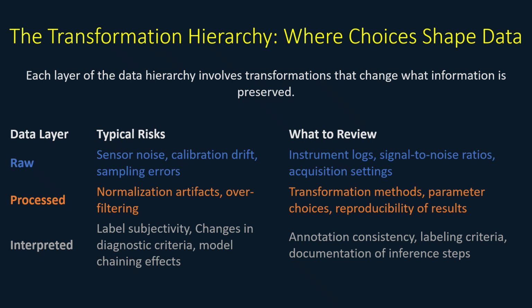Next comes processed data, such as aligned sequencing reads, segmented cells, or identified peaks. This is where domain-specific algorithms are applied, and the choice of algorithm matters a lot. Then there is interpreted data, which could be annotated variants, classified cell types, or identified metabolites. This is where biological knowledge and assumptions begin to shape the data explicitly.